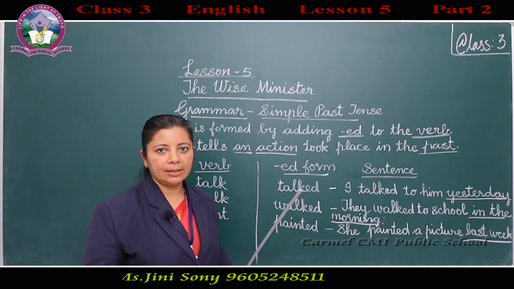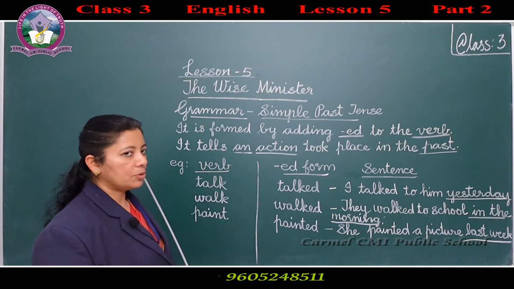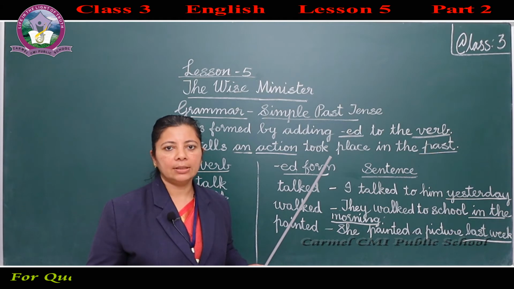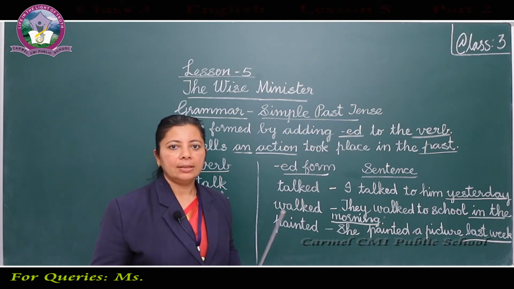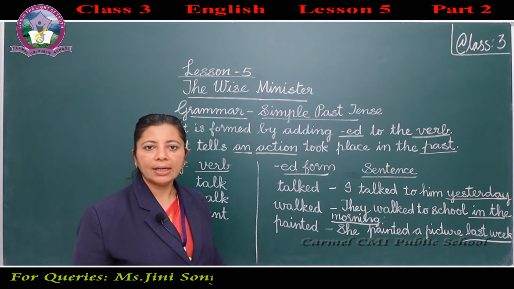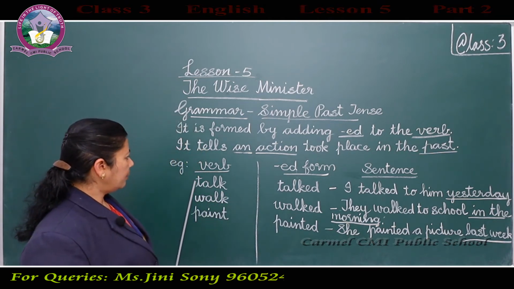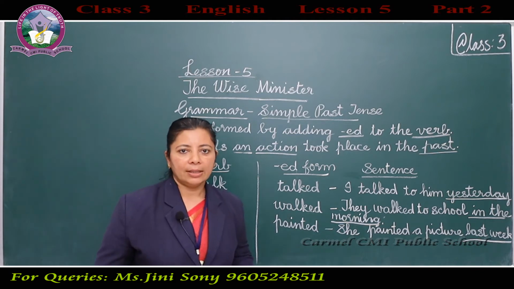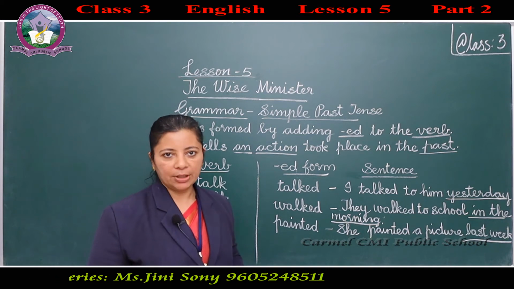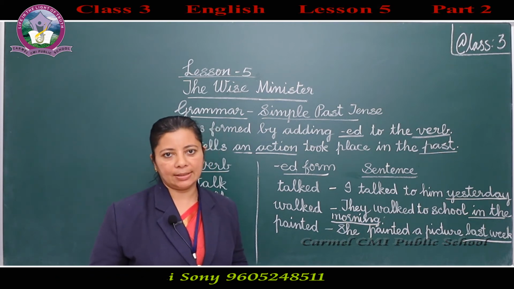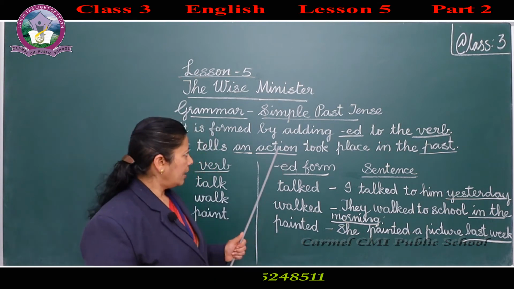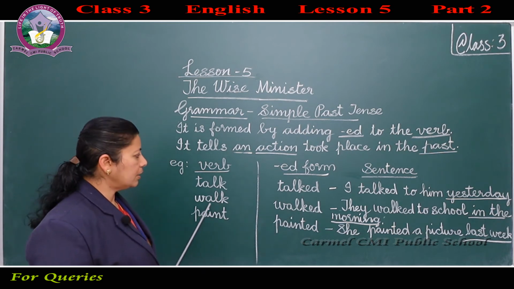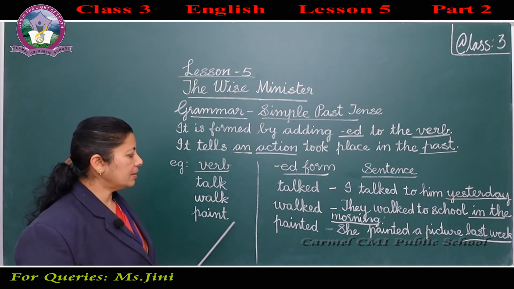What's a verb? An action. You can see so many words you can say, isn't it? Talk, walk, jump, run, write. These all are action words. You can see the verbs here. Talk, walk, paint. When we are adding ed to the verb, it becomes past tense. Understood? So here you can see talk, talked, walk, walked, paint, painted.